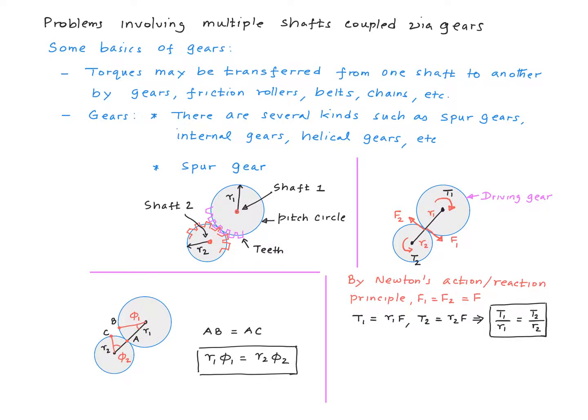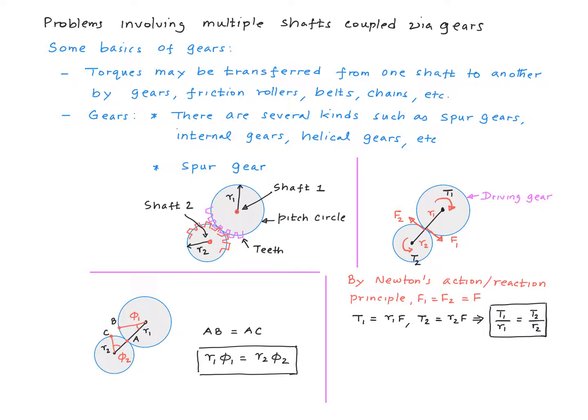A couple of basics of gears that we need to know in order to handle problems involving gears. Now, the gears are not the only ones that are used to transfer powers and torques from one shaft to another. In addition to gears, there are friction rollers, belts, chains, bevel gears, miter gears, and so on that are available for this purpose. Here we are not really interested in the transmission of power per se. In other words, we are not interested in gears that are connected to a continuously spinning motor. We will restrict our discussion here only to the transfer of torque from one shaft to the other.